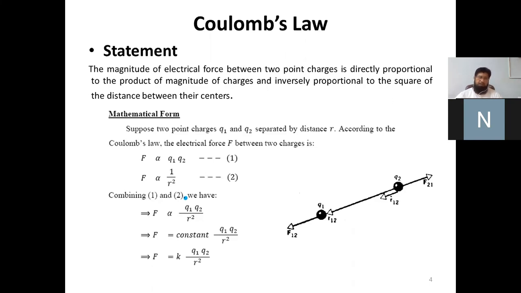Now here, the Q1 charge exerts force on the charge Q2. Similarly, the Q2 charge exerts force on Q1. The magnitude of the force does not depend upon which charge exerts force on which charge. It means if Q1 exerts force on Q2, in the same way Q2 exerts force on Q1. The magnitude is the same because it does not depend upon the magnitude of the individual charges, it depends upon the product of both charges. So Q1 into Q2 will be the same as Q2 into Q1, and the magnitude of the force in both cases will be the same.